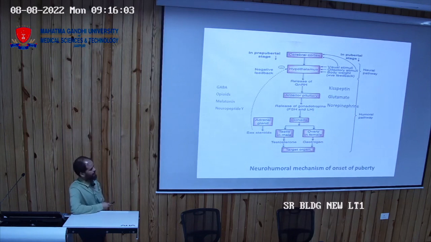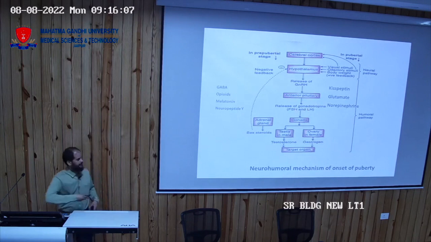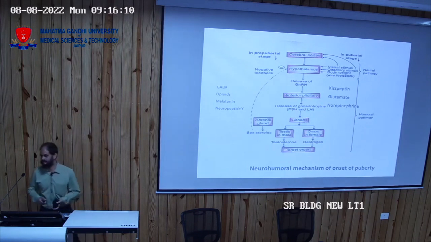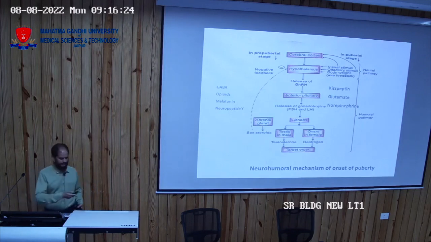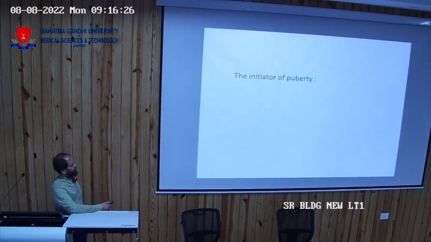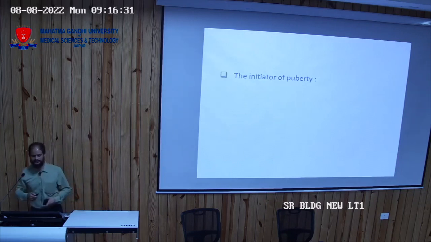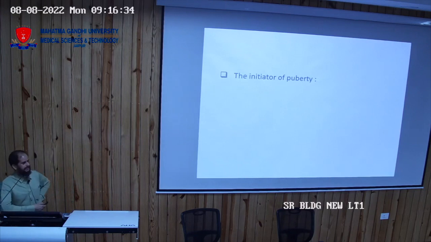जब pulsatile release होगा, so there will be more release of GnRH, and under that influence the gonads will release the respective hormones. So puberty will be attained. Okay. So this is called the neurohumoral mechanism. Nervous भी है और hormonal भी mechanism. Okay. So the initiator of puberty कौन है? It has been found that the initiator of puberty is called kisspeptin.